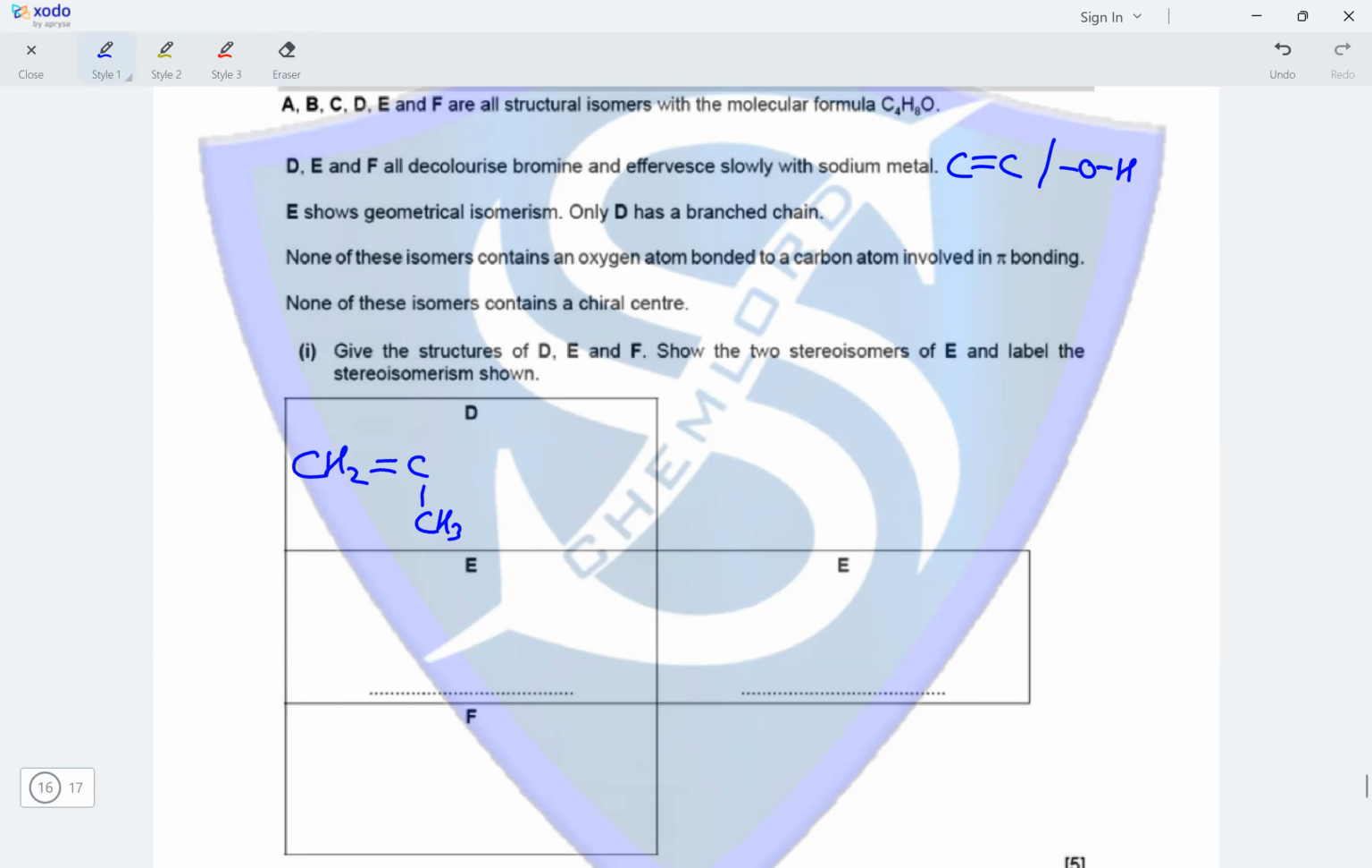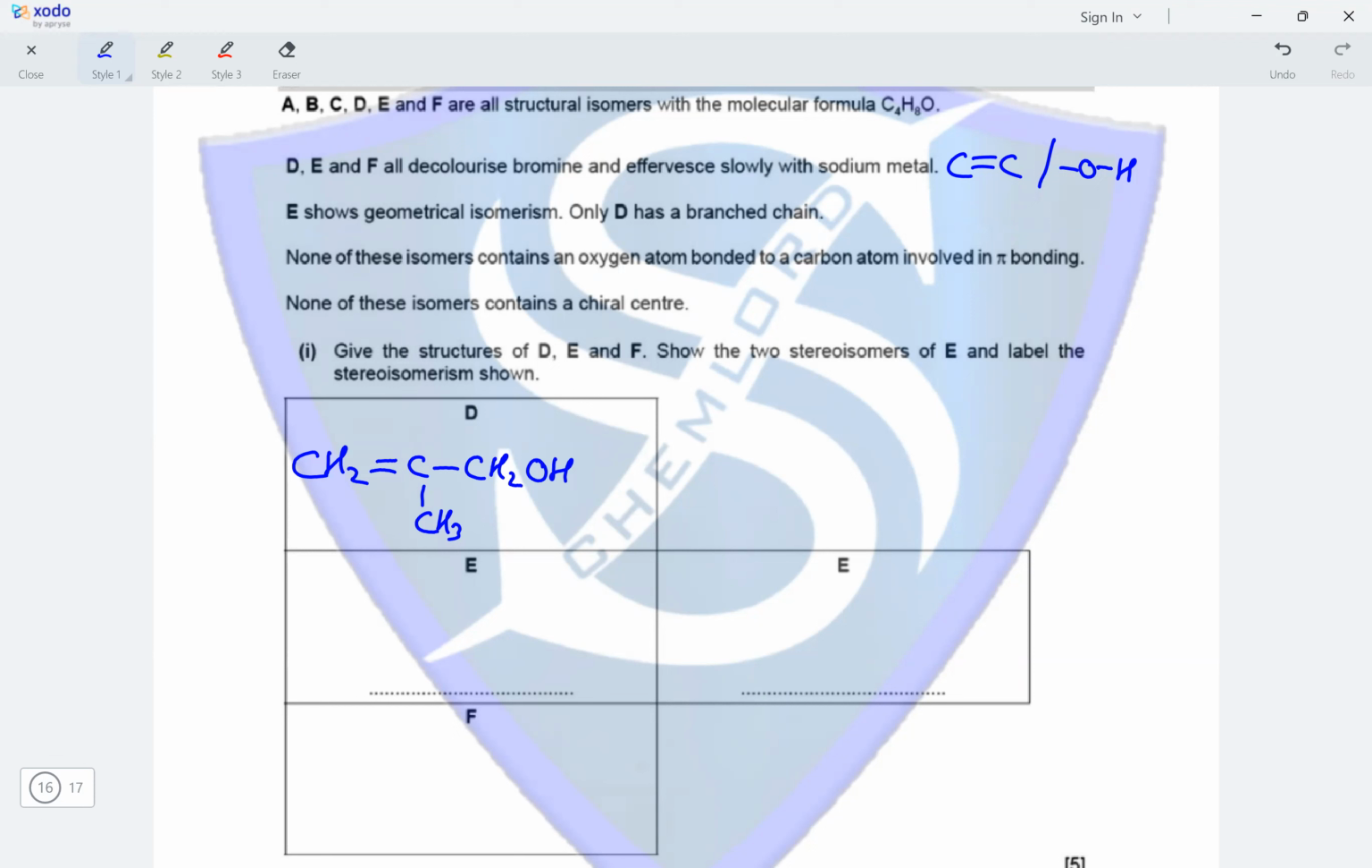group here, and then this can be bonded to a CH2OH group in order to form a primary alcohol as well. So C1, 2, 3, 4, H 1, 2, 3, 4, 5, 6, 7, 8, and O. So we have met all the requirements given in the question.